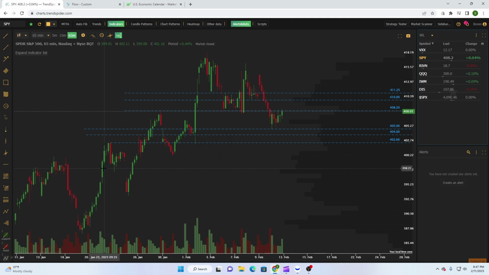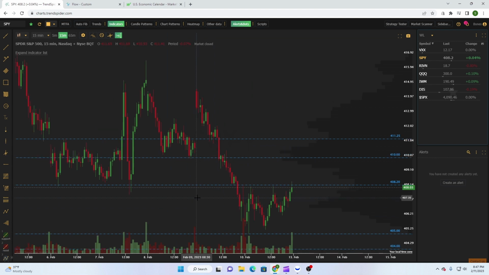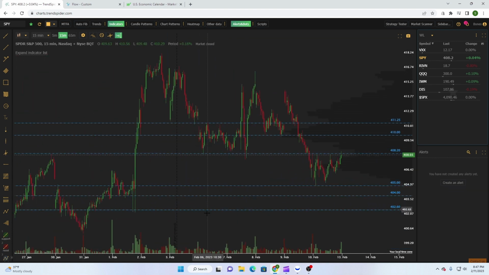Now that I've done that, kind of just a visual picture of what I'm looking for, right? I'm going to flip over here to the 15 and break down these levels a little bit more, see if there's any levels I can add in, all that good stuff. So as we can see here on the 15, definitely a lot of stuff going on.